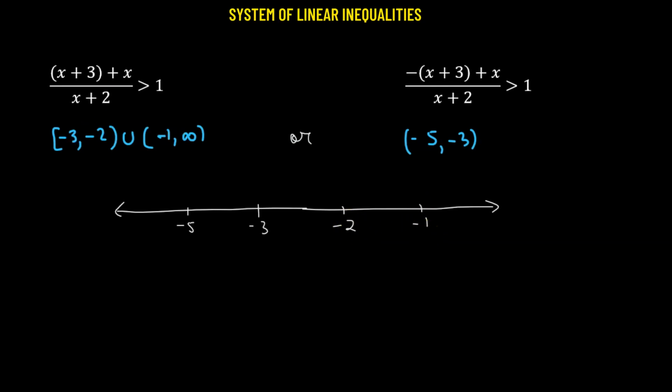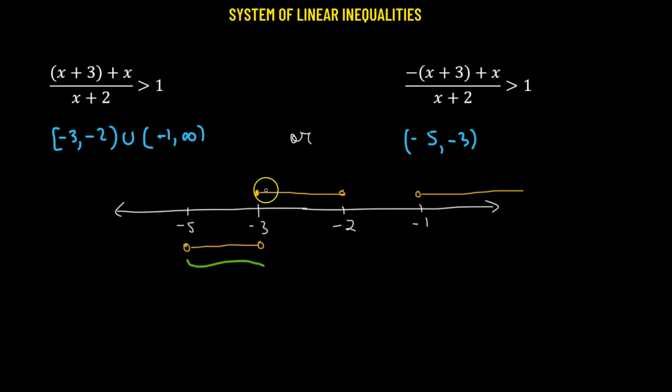From case number 1, we have our solution lying between negative 3. So negative 3 is included. I'm using a dot here up to negative 2. Negative 2 is not a part of the solution, so I'm using a bubble here. And we have from negative 1 to positive infinity. And the other solution is from negative 5 to negative 3. So we'll start from x equal to negative 5, which is not a part of the solution, and go all the way up to negative 3, which is not a part of the solution. So our solution will be from negative 5.